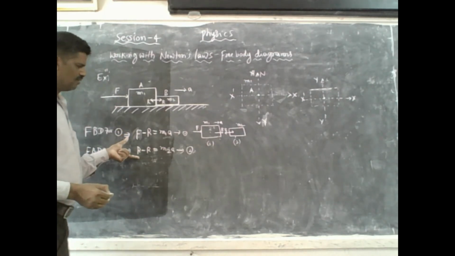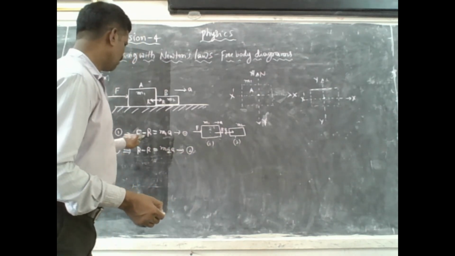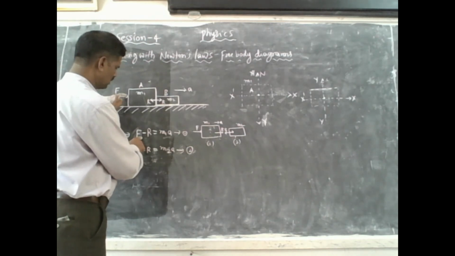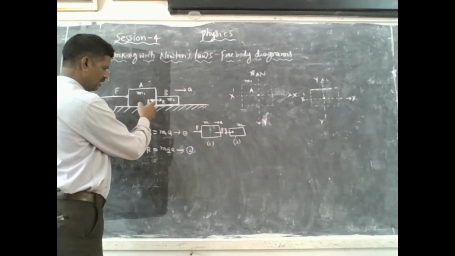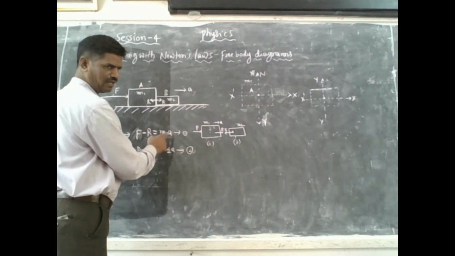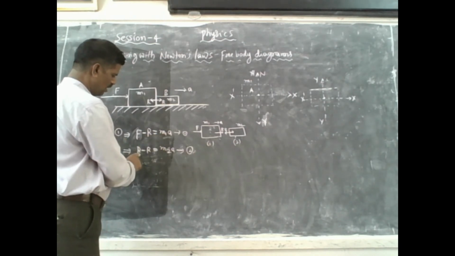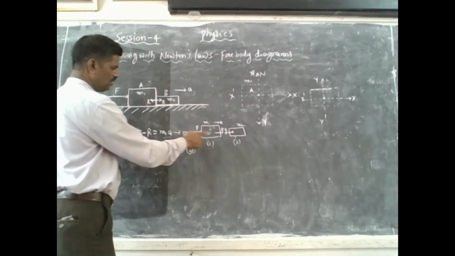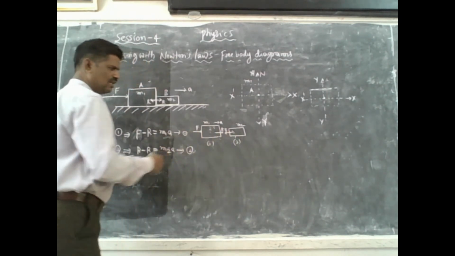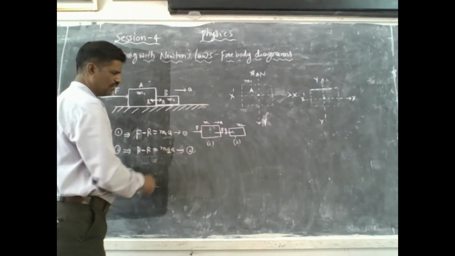So we can form the equation like this. F is in forward direction, and the reaction R is in negative direction. That is equal to F equals M1 a, according to Newton's second law. And for body 2, R is in forward direction, another R is in negative direction. Therefore R minus R equals M2 a, isn't it?